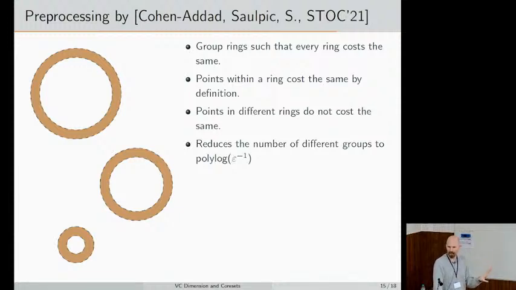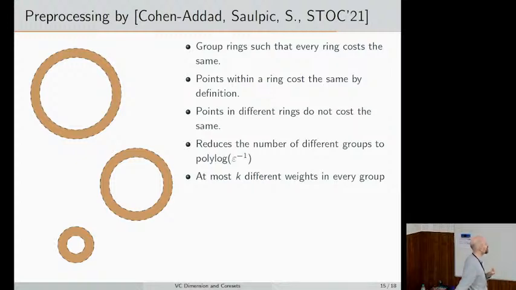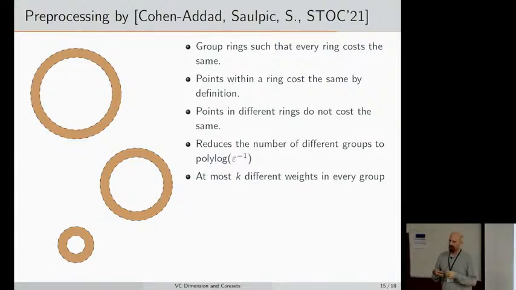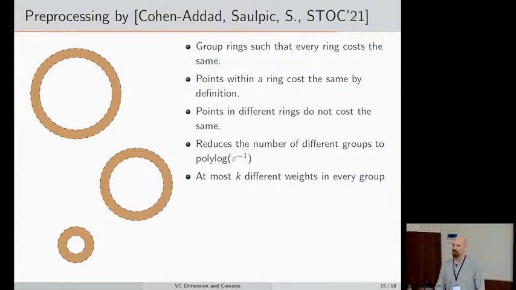This doesn't solve my problem immediately, because within every group I now have k different weights. I have a weight here for these points, a weight here for these, and a weight here for these. Now there is somewhat good news in terms of the VC dimension: if you only have k distinct weights, the VC dimension of the weighted range space can only blow up by a factor of k. So what you're going to get is the correct answer times the number of distinct weights in all of the groups.